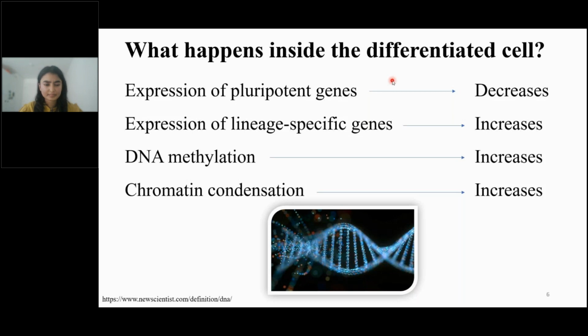For example, let's say a neuron. A stem cell is now going to become a neuron. So it means that the expression of the pluripotent genes, the genes responsible for keeping a cell in a pluripotent stage, decreases, right? It makes sense, it has to decrease. Then second is the expression of the lineage specific genes. What is lineage specific?